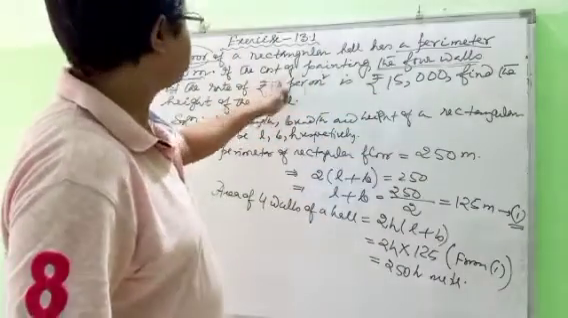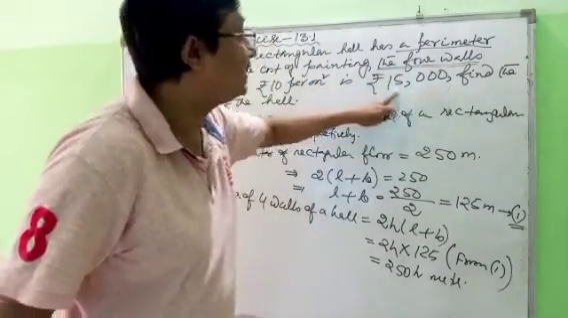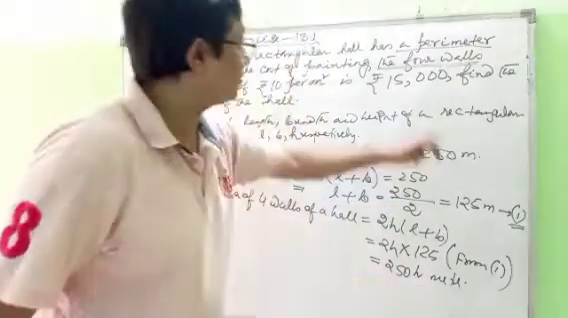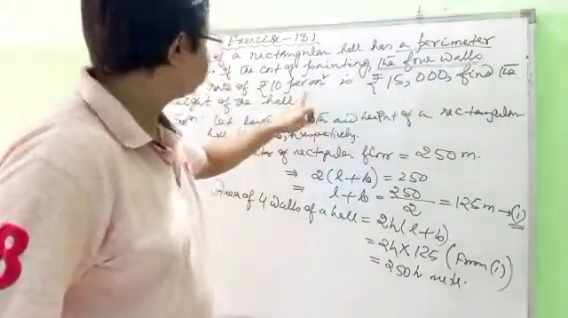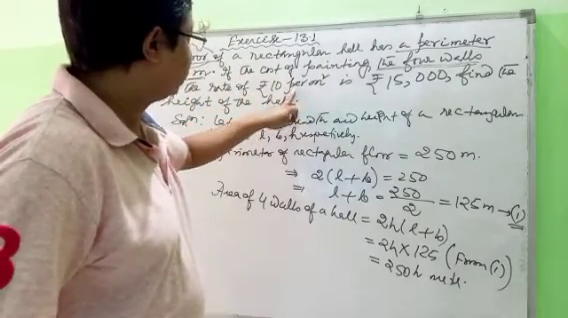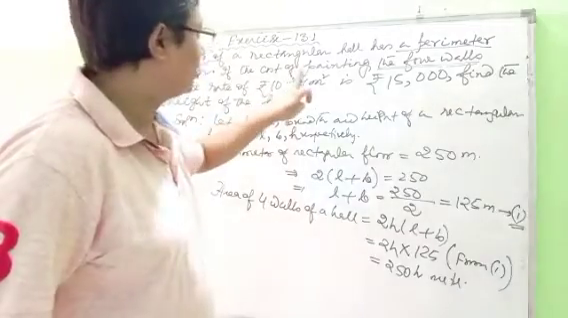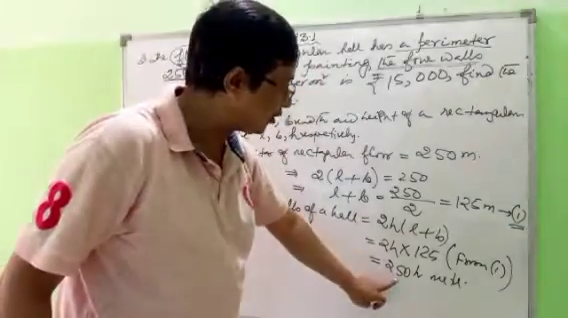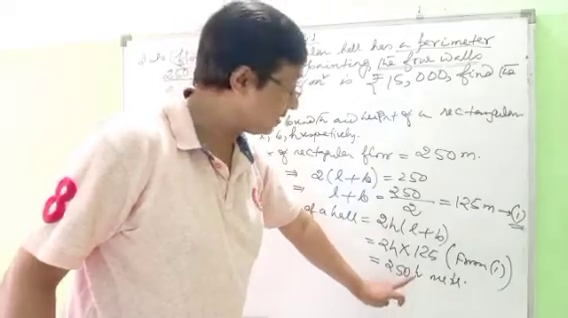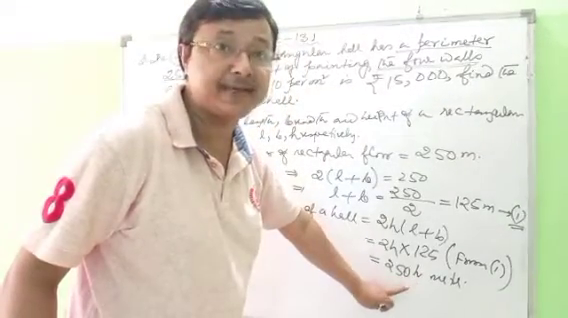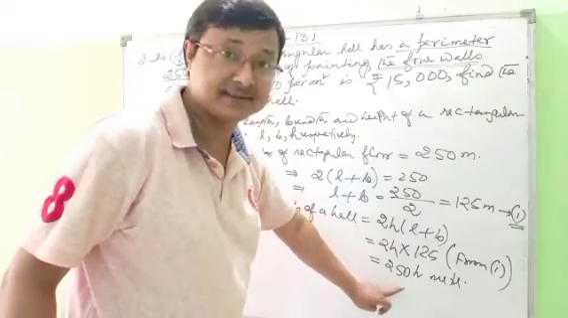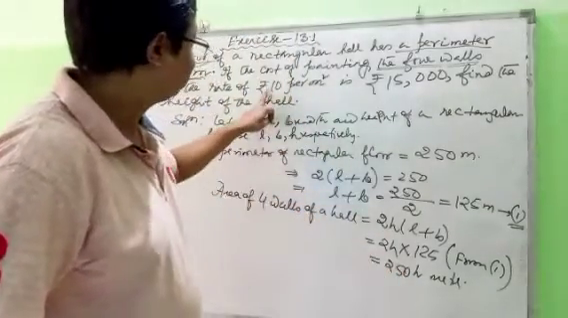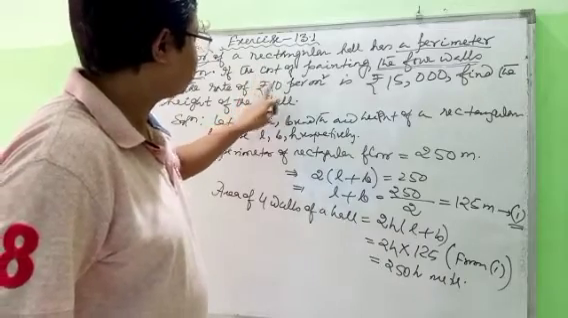And they have said that the total cost of painting the 4 walls is 15,000. Now the rate is given that if you paint 1 square meter, that will cost 10 rupees. Supposing you are painting 1 square meter of the wall, you are going to pay 10 rupees. Now you are going to paint 250H, because this is the area of the 4 walls. So that is why this much area you got. Now with this you are going to multiply by 10, rupees 10 per square meter.